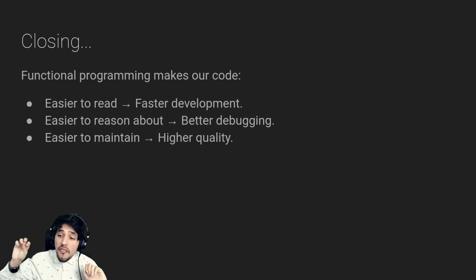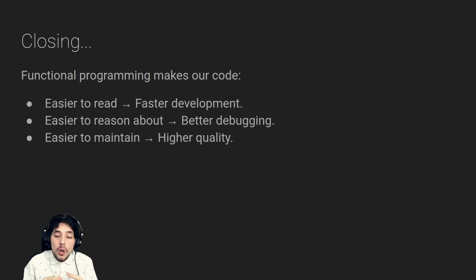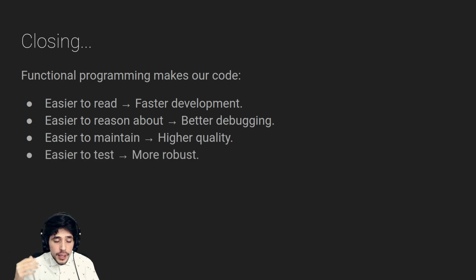We can just fix the problem in double, and that will fix the problem in all the places where double is being used. So it's far easier to maintain, and our code keeps having a really high quality, right? It's also, as I mentioned time and time again, super easy to test, so our code is more robust because we can test for all the possible scenarios, because it's super easy to do that.